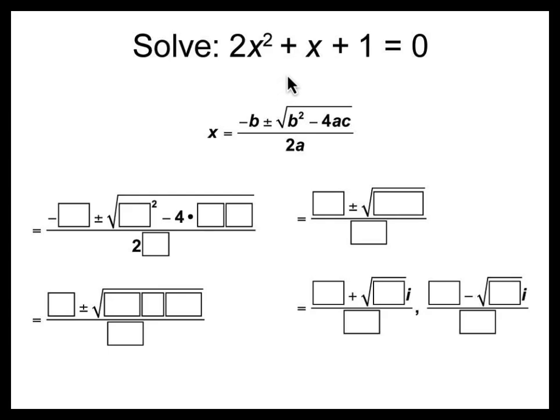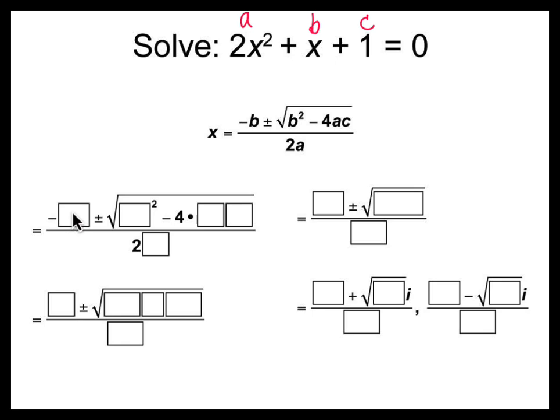To solve a quadratic equation in standard form, use the quadratic formula. First, identify the values for a, b, and c, as you can see in the formula. A is the coefficient of the squared term, b is the coefficient of the linear term, and c is the constant term. So for this equation, a is equal to 2, b is equal to 1, and c is equal to 1. Plug in these values into the formula.